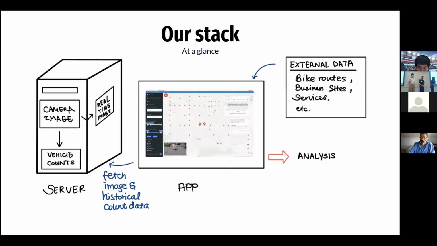And a brief look at our technical stack. We start from the server that is provided by our sponsor, and we have the camera images and the vehicle counts. The translation is done within the server, and this will provide a refined API endpoint for our visualization app to fetch images and historical data. And we supply our app with external data, including bike routes, business sites, services, and etc. So the user could use our interface to do their own analysis.